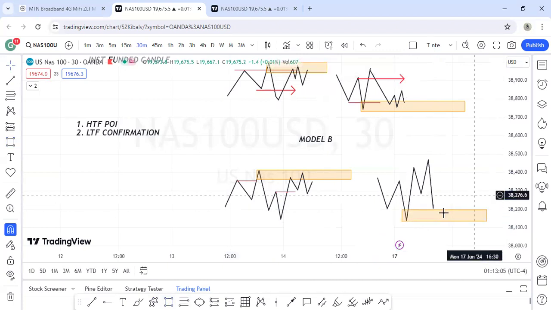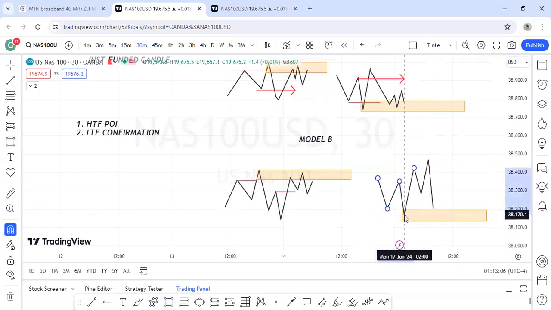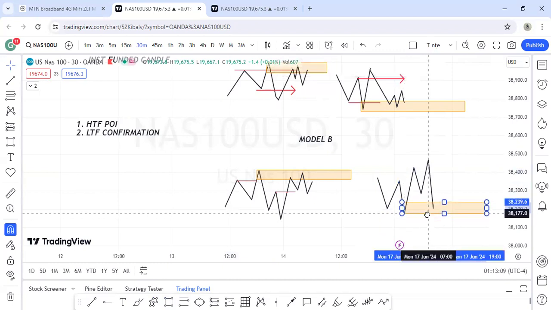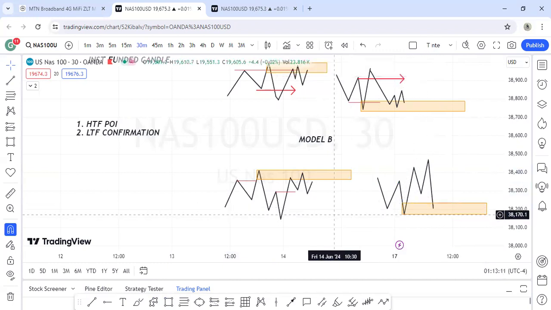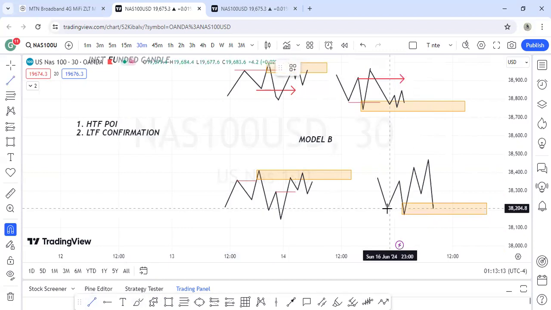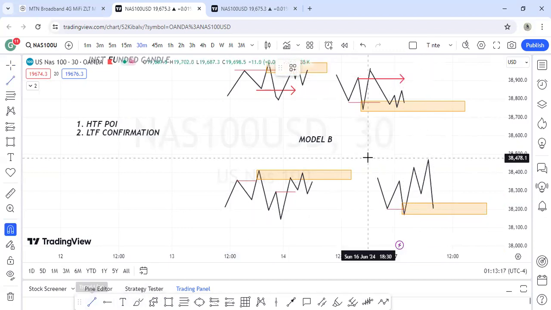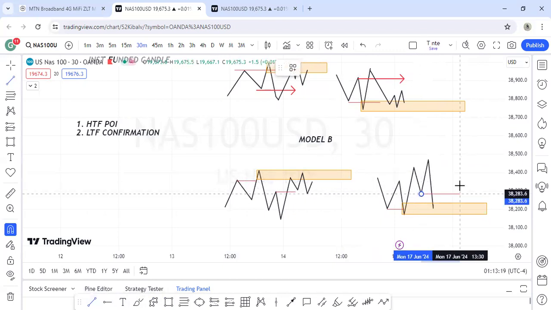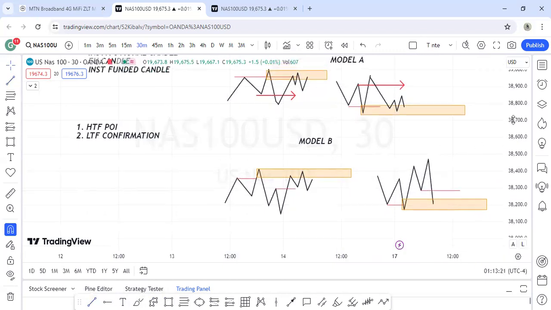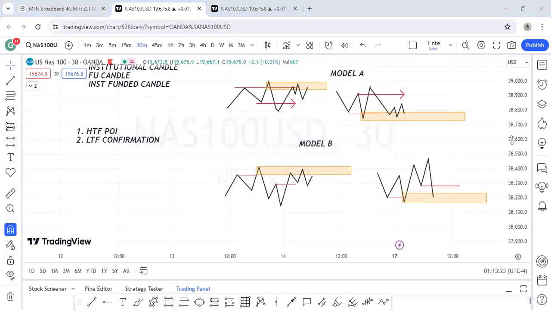I think this is too deep, so let's take it up a bit. All right, so market comes there, runs liquidity to the downside, creates some kind of inducement, and then price comes there. So these are the two ways in which this candle model can form. So it's either it has an inducement or it doesn't have an inducement, right? Be mindful of that.